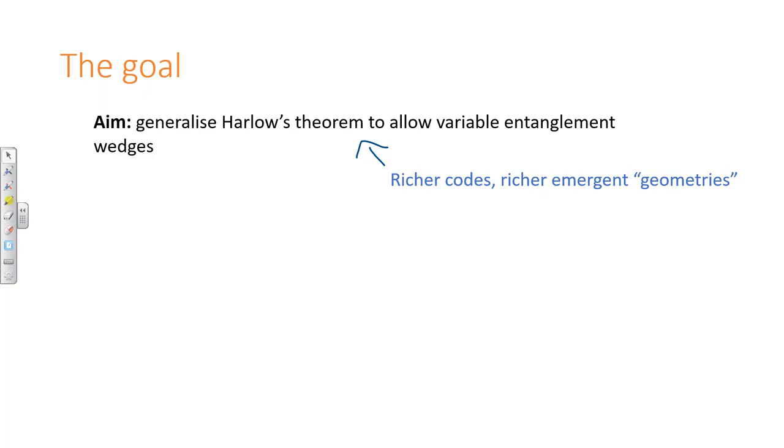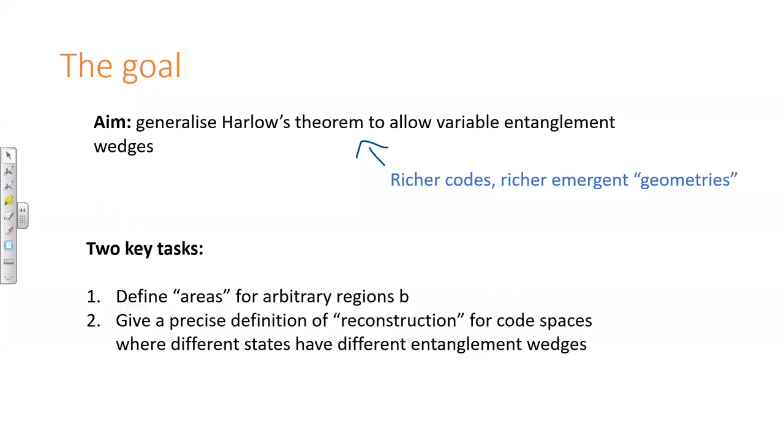It's also going to give us richer emergent geometries, because we're not just going to have one area anymore, right? Because there are going to be different surfaces that can be doing the minimization. So we're going to have a whole set of areas associated to different surfaces.